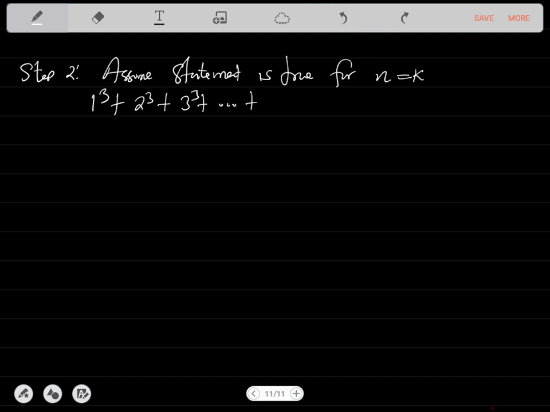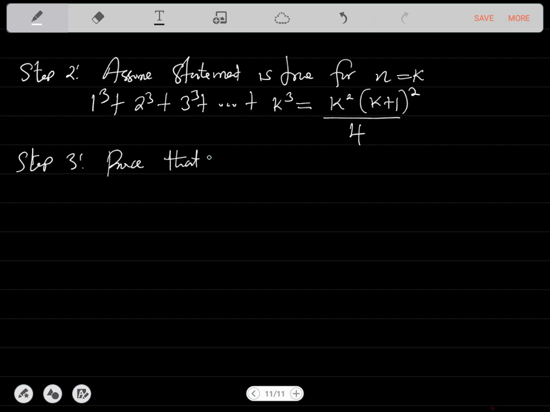So where there is n, you put k. You put k squared, then (k plus 1) squared over 4. You end it there. Step 3, prove the statement is true for n equal to k plus 1.